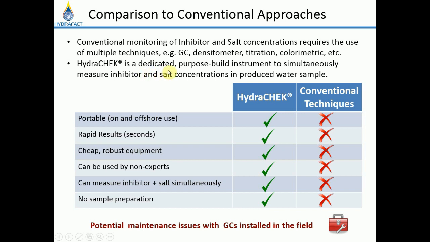HydraCHEK is basically a dedicated purpose-built instrument to simultaneously measure inhibitor and salt concentration in produced water samples. Some of the benefits of HydraCHEK are it's portable, it's very rapid, we're talking about a few seconds, it's cheap and robust, and can be used by non-experts. It can measure inhibitor and salt simultaneously. There is no specific sample preparation, and it can also be automated.